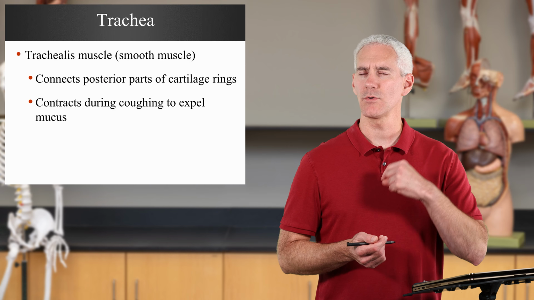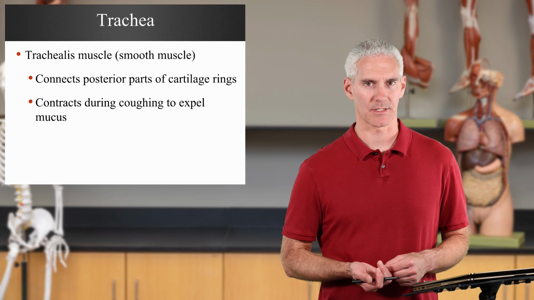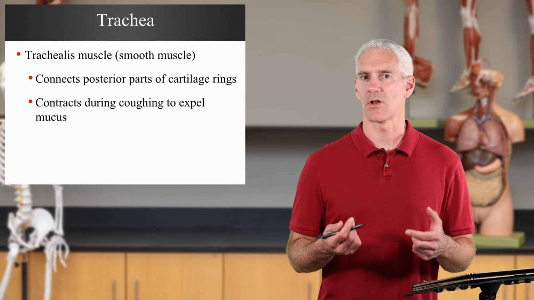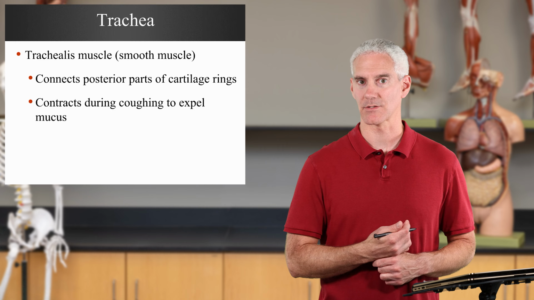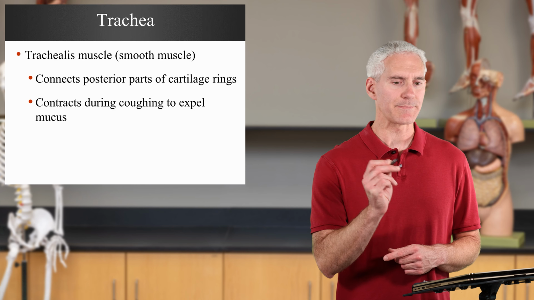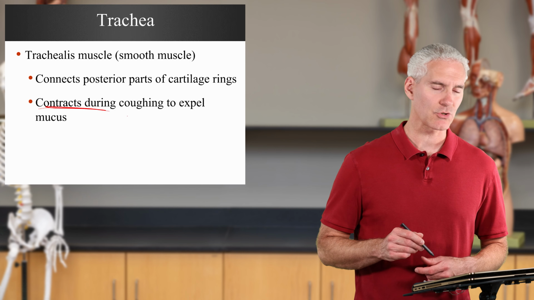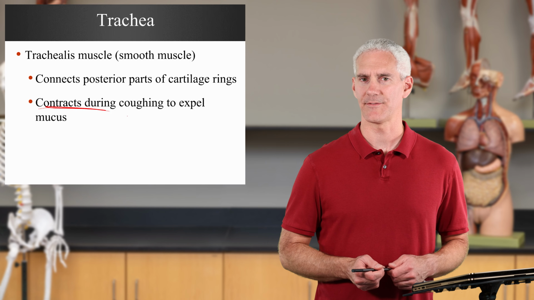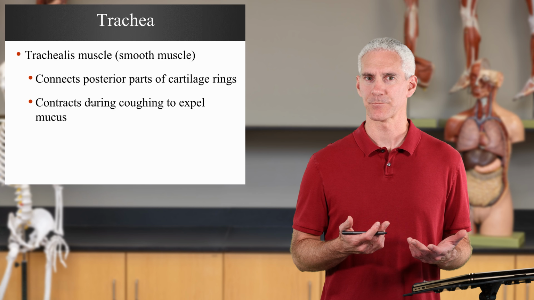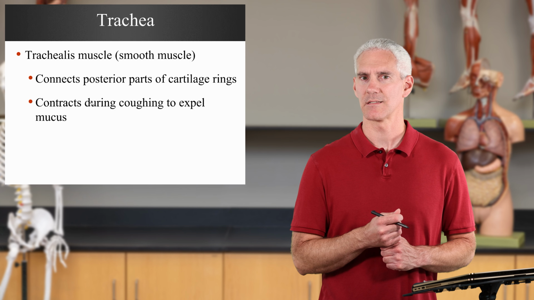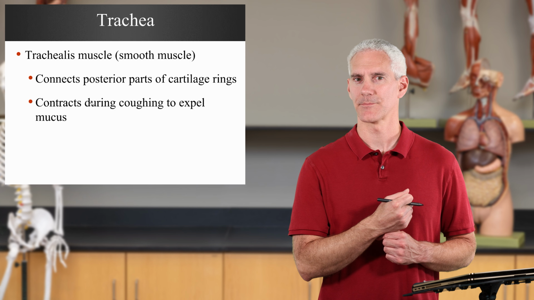And the very posterior side is that trachealis muscle. Now the trachealis muscle connects the posterior aspects of those C rings, those cartilage rings. This purpose here is to contract during coughing. Well, why would you want to contract during coughing? Yeah, sure, you're trying to expel mucus, but why contract a muscle?